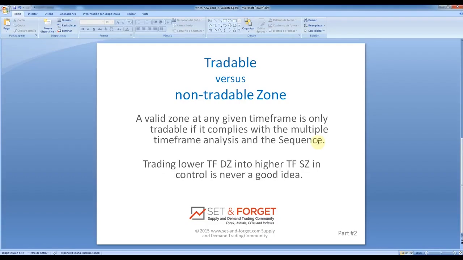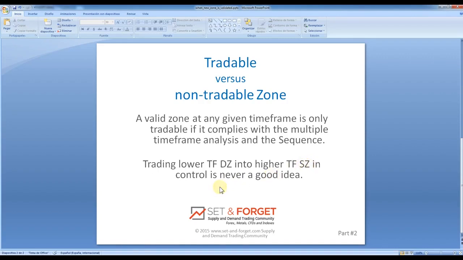You need to analyze each time frame independently, those time frames that you have chosen in your sequence, like monthly, weekly, daily, or weekly, daily, 4 hour, or 4 hour, 1 hour, 30 minute, whatever you're trading. You analyze each time frame independently, and then you link all time frames together and you obtain a sequence. You locate which is the time frame out of alignment, and then you make a decision. That's very important. And also, it is very important that trading lower time frame areas of demand, for example, into higher time frame areas of supply in control is never a good idea.